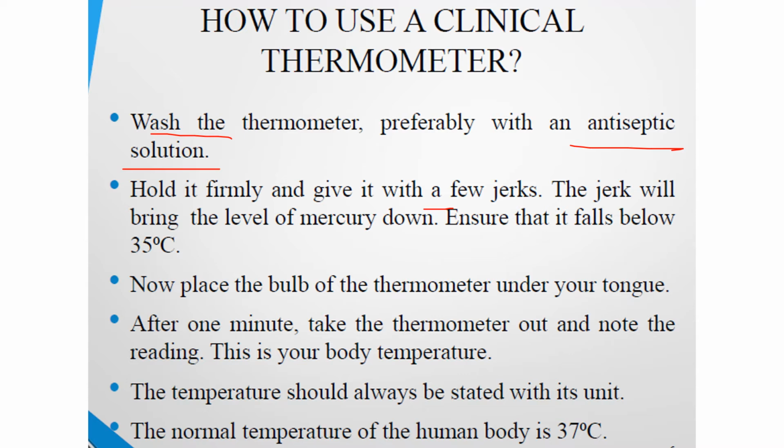Okay, now place the bulb of the thermometer under your tongue. Pwede po under your tongue. After 1 minute, take the thermometer out and note the reading, this is your body temperature. So the normal body temperature is 37 degrees Celsius. Temperature should always be stated with the units of degrees Celsius.